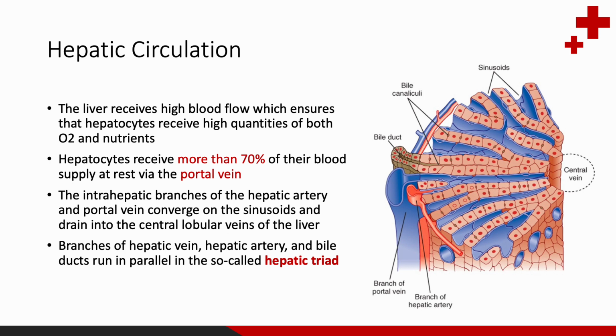As discussed earlier, these intrahepatic branches of the hepatic artery and portal vein converge on the sinusoids and drain into the central lobular veins of the liver. Collectively, branches of the hepatic vein, hepatic artery, and bile ducts run in parallel, and this is called the hepatic triad.